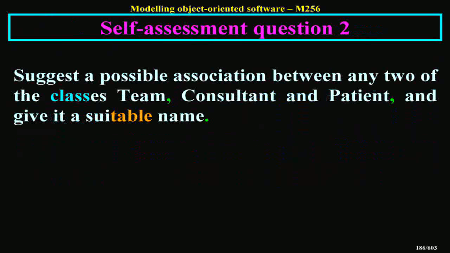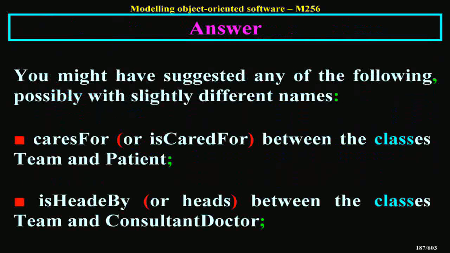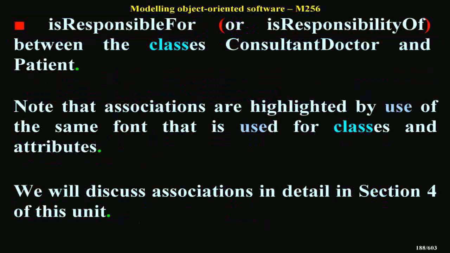Self-assessment question 2. Suggest a possible association between any two of the classes team, consultant and patient, and give it a suitable name. Answer. You might have suggested any of the following, possibly with slightly different names. Cares for or is cared for by, between the classes team and patient. Is headed by or heads, between the classes team and consultant doctor. Is responsible for or is responsibility of, between the classes consultant doctor and patient. Note that associations are highlighted by use of the same font that is used for classes and attributes.